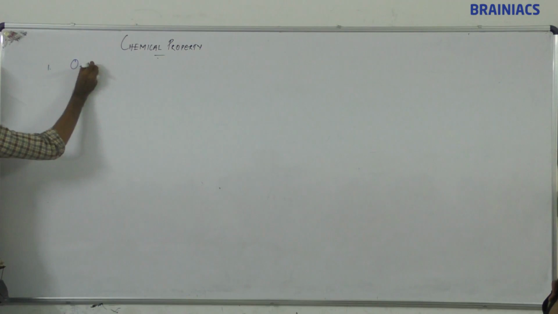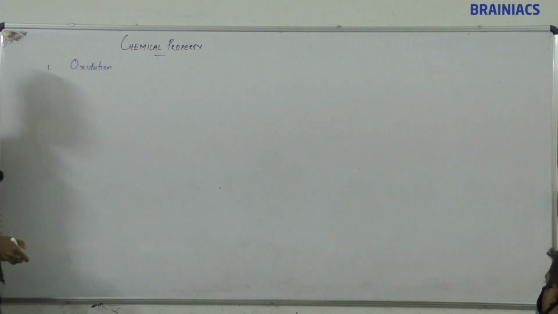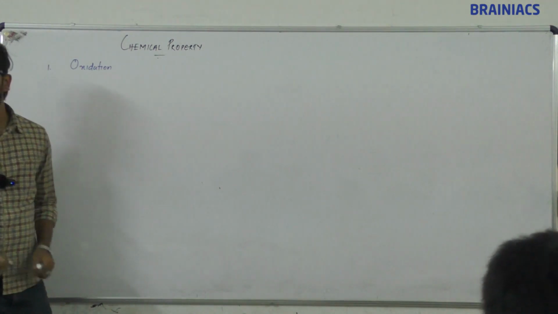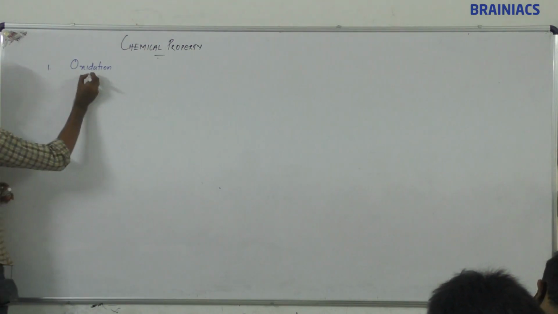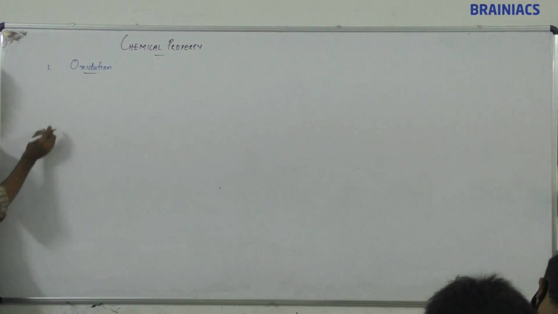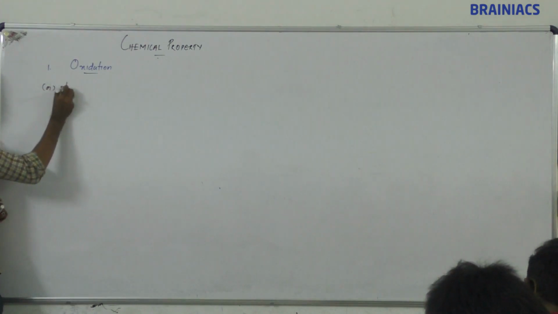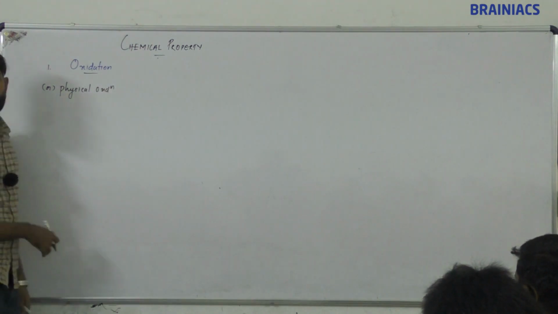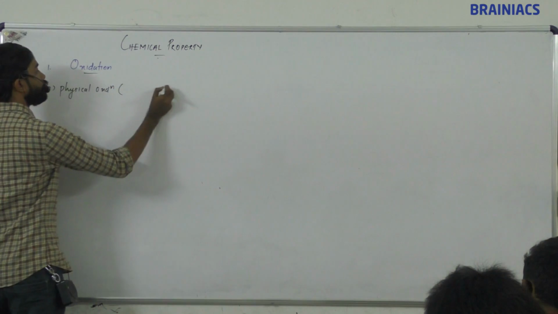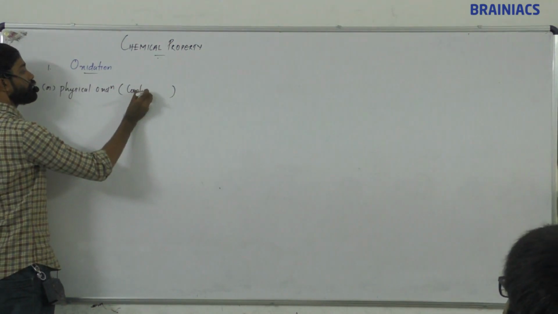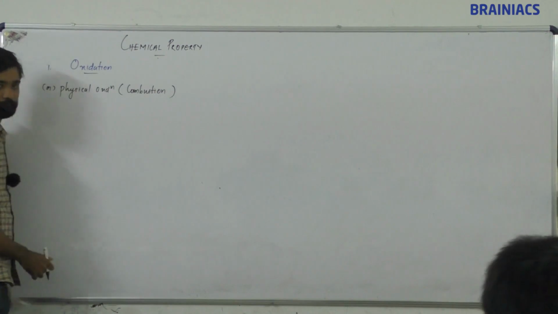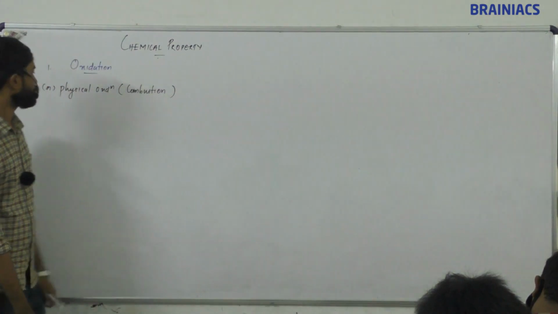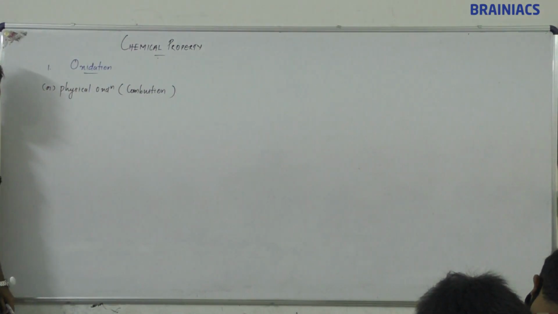Oxidation. Oxidation means the reaction. Let the first be oxidation and combustion. Physical oxidation and chemical oxidation are the two types. The first one is physical oxidation or combustion.